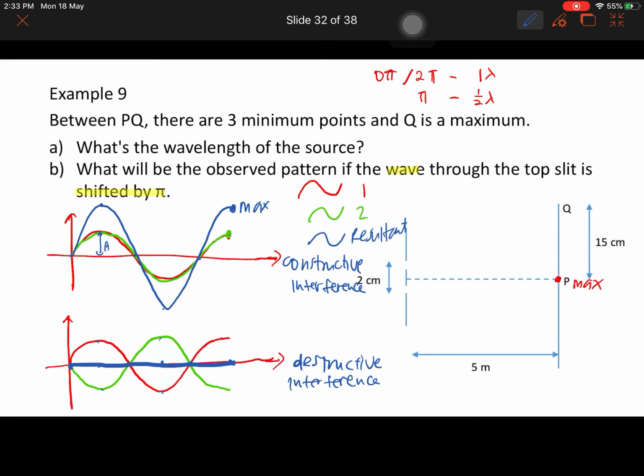So what will be observed? Our bright spots will now become dark spots. The dark spots will now become bright spots. The maxima will become minima. The minima will become maxima.